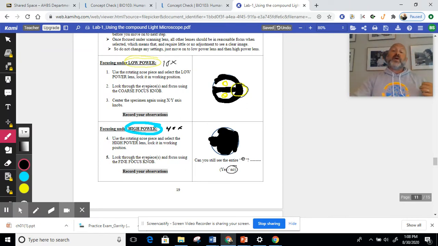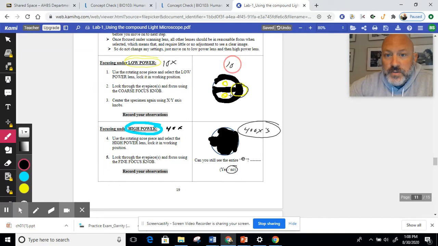So why is that? Because, well, this high power lens has a magnifying power of 40x. And when I combine it with the eyepiece that has a magnifying power of 10x, this image is looking 400 times bigger than it does outside the microscope. This one is 100 times bigger. So the high power view is 4 times bigger than the low power view was.